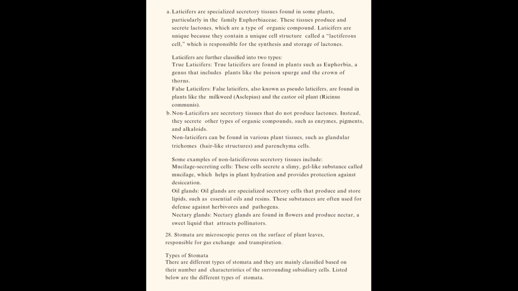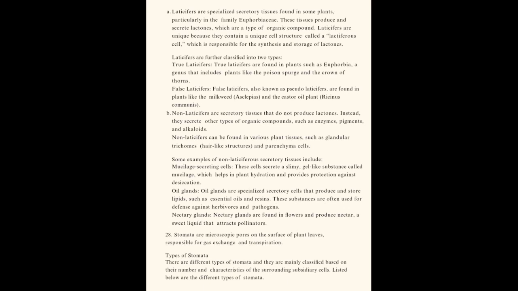True latecyphers are found in plants such as Euphorbia, a genus that includes plants like the poison spurge and the crown of thorns. False latecyphers, also known as pseudo-latecyphers, are found in plants like the milkweed Asclepias and the castor oil plant Ricinus communis. Non-latecyphers are secretory tissues that do not produce lactones.